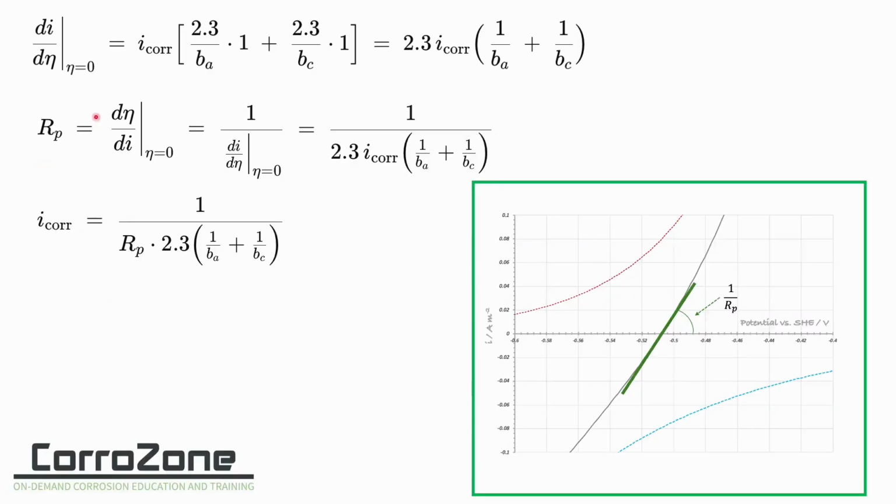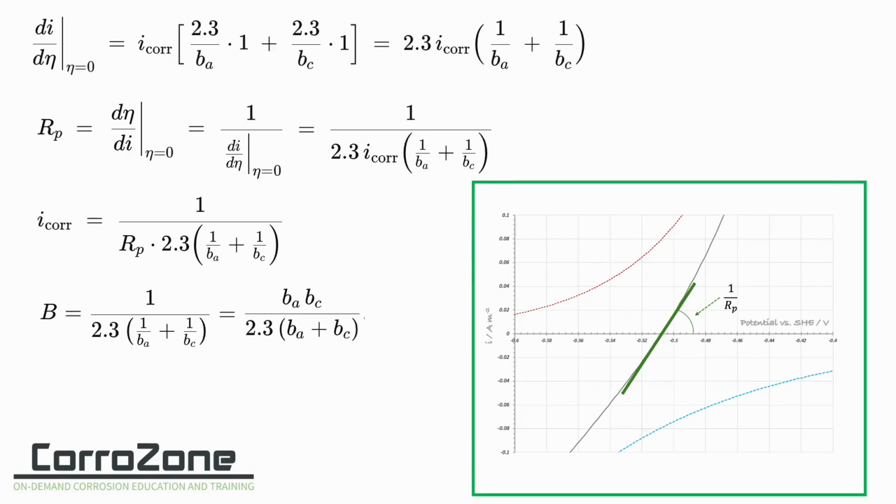Since the polarization resistance is effectively the reciprocal of this derivative that we just calculated, we can write that the polarization resistance equals 1 divided by 2.3 multiplied by the corrosion current density multiplied by the sum of 1 over Ba and 1 over Bc. This allows us to write this expression where the corrosion current equals 1 divided by Rp multiplied by 2.3 multiplied by 1 over Ba plus 1 over Bc. Thus, we can define the Stern-Geary coefficient as 1 over 2.3 multiplied by 1 over Ba plus 1 over Bc.